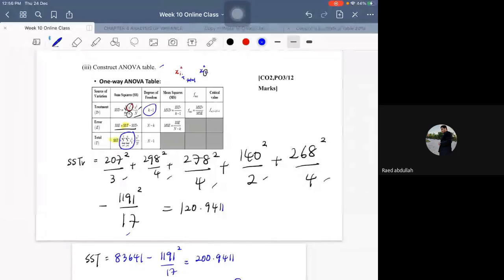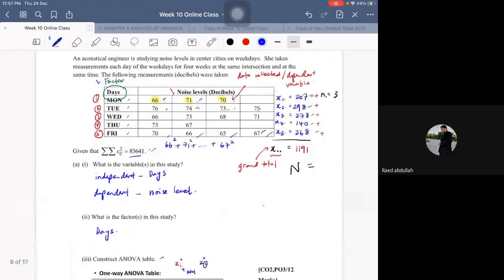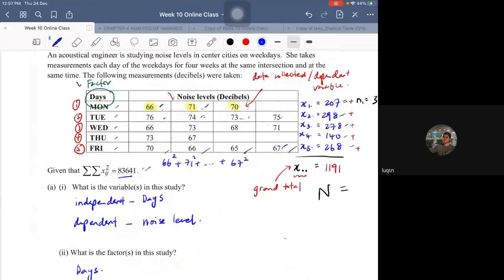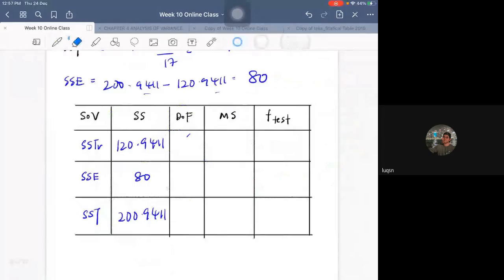What is the value of K minus 1? What is our K value for this case? K is equal to 5. We have 5 categories. So K minus 1. For this case, our degree of freedom is going to equal 5 minus 1. So that is going to equal 4.